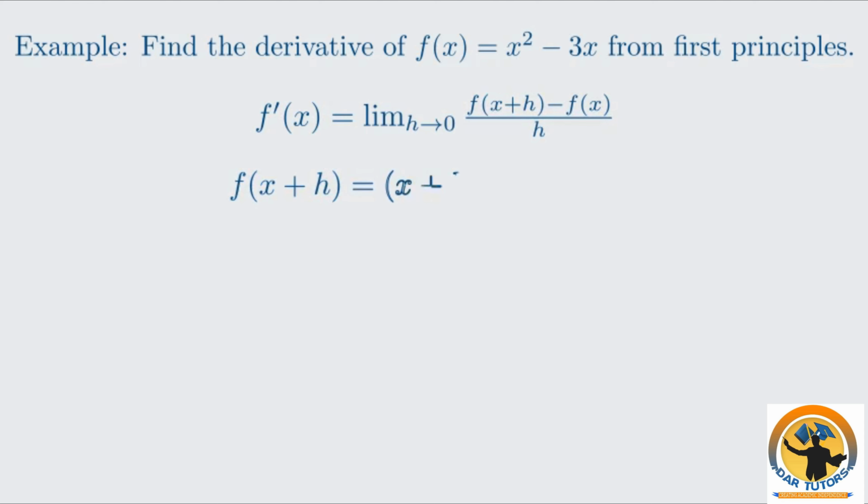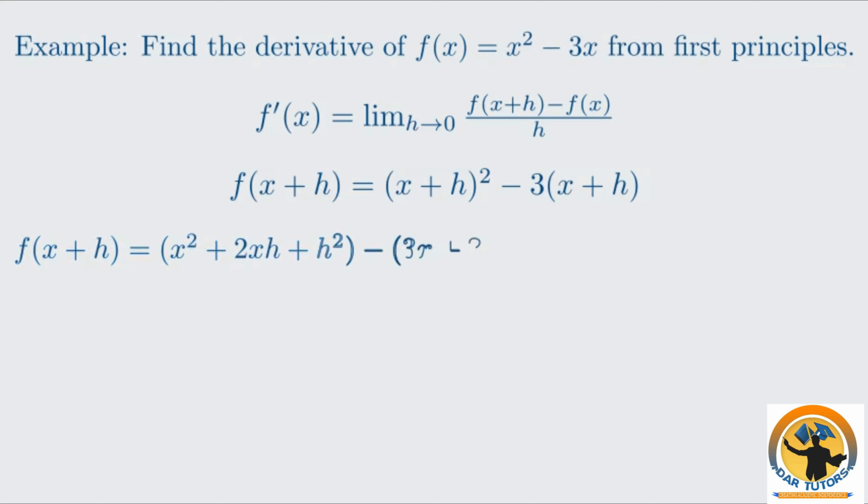So, f of x plus h is the quantity x plus h squared minus 3 times the quantity x plus h. Now, we expand this expression. X plus h squared is x squared plus 2xh plus h squared. And negative 3 times x plus h is negative 3x minus 3h. Now we substitute this and f of x back into the limit formula.